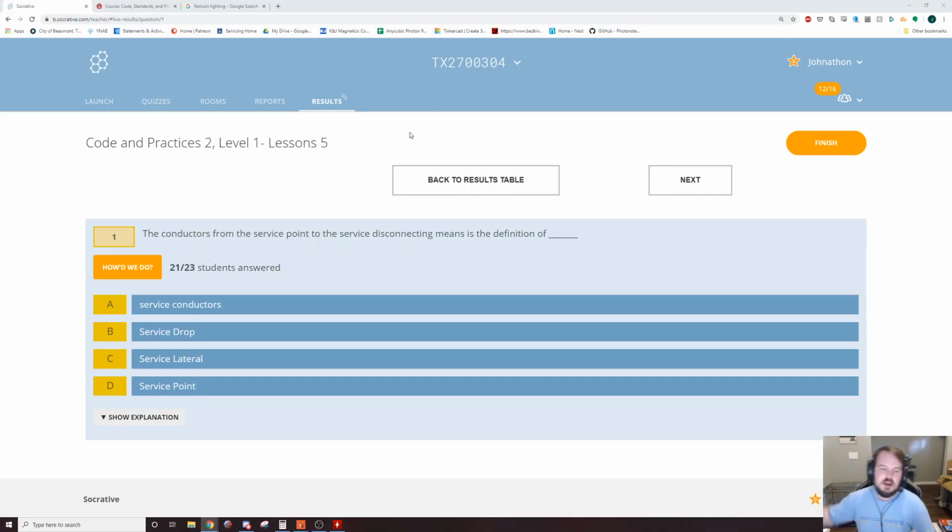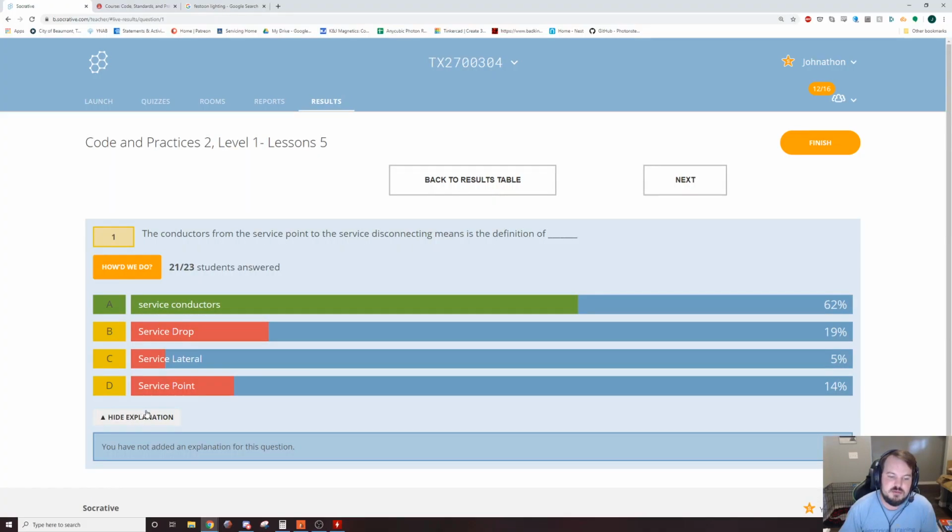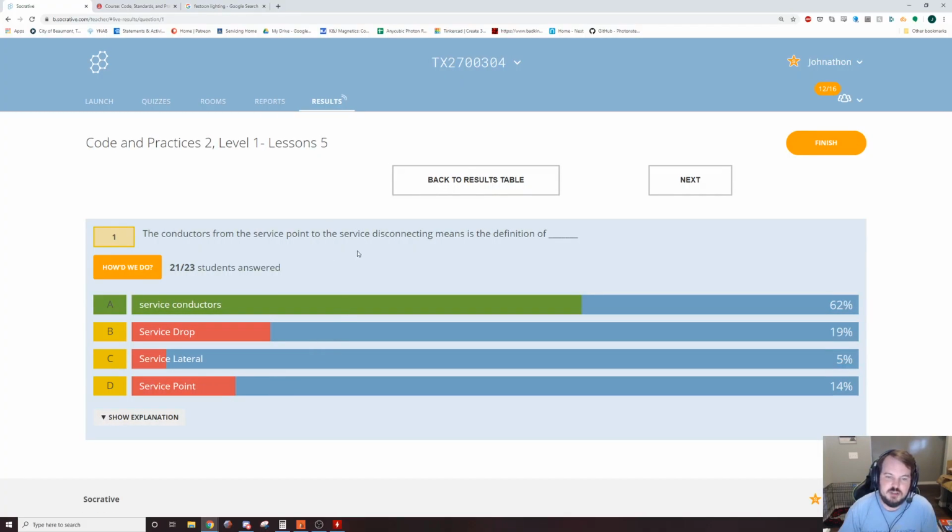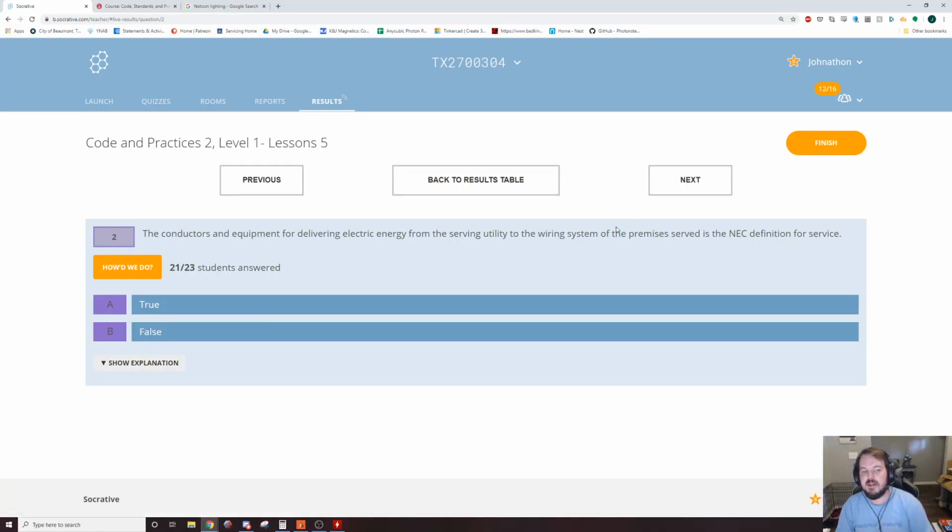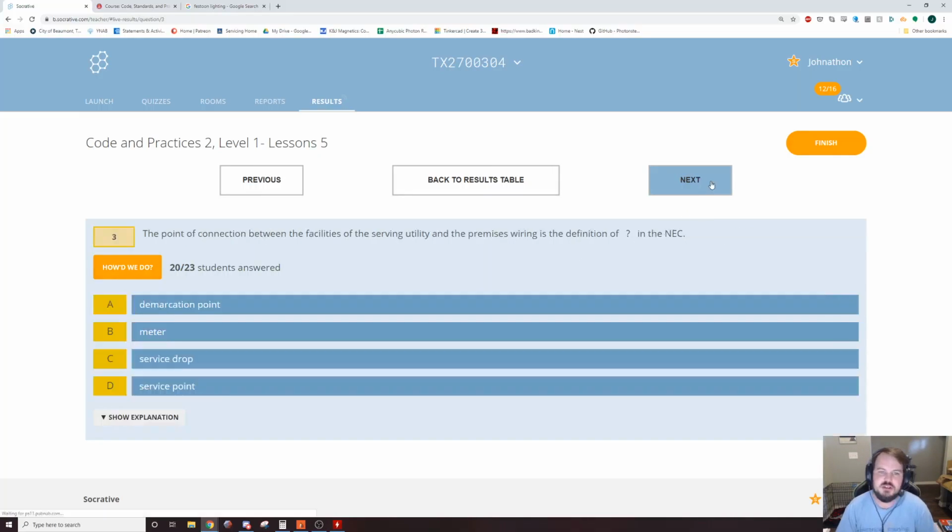So, the conductors from the service point to the service disconnecting means. This is the definition. It is Article 100. Service conductors. You just need to look up the answer choices. Conductors and equipment for delivering electric energy from the serving utility to the wiring system of the premises served is the NEC definition for service. Of course it is. It's a definition. It's in Article 100.